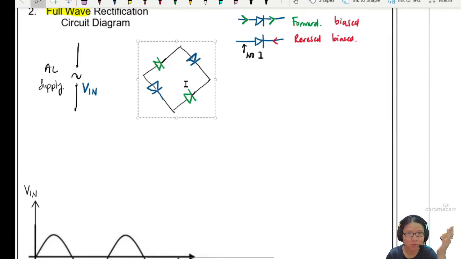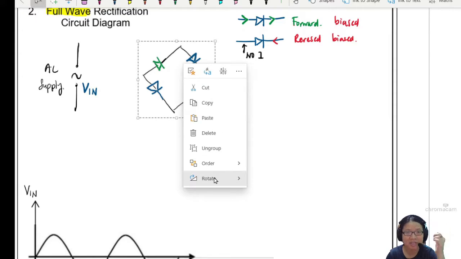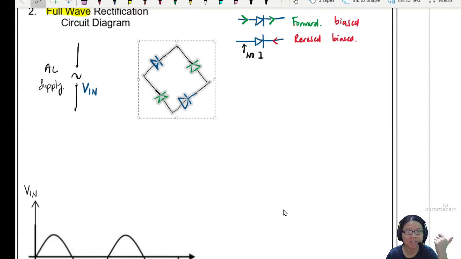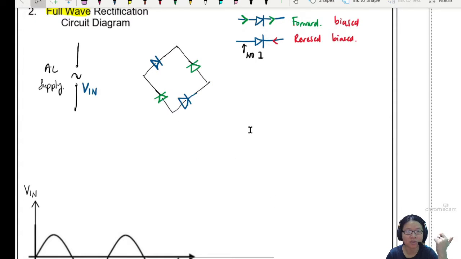Okay, I'm back. I have grouped this one. So I can rotate this several ways. Let's say I rotate to the left. So this is a possible circuit connection. Notice that the blue ones are still parallel, the green ones are still parallel. Of course, I can keep rotating this, right? I think you get the idea.